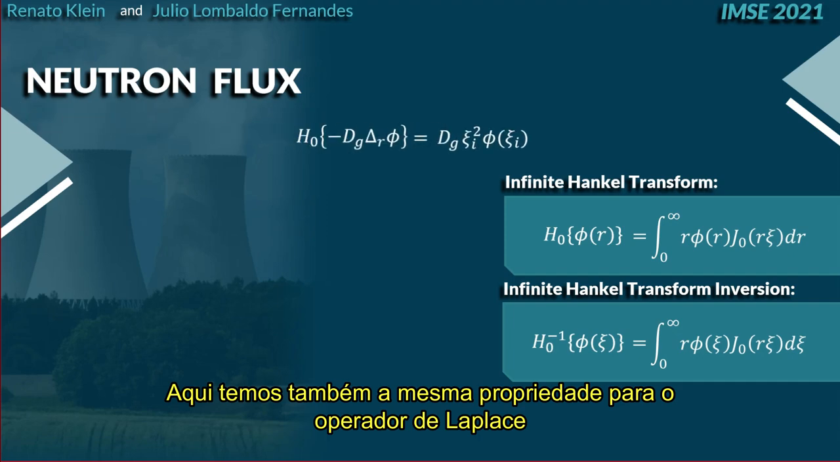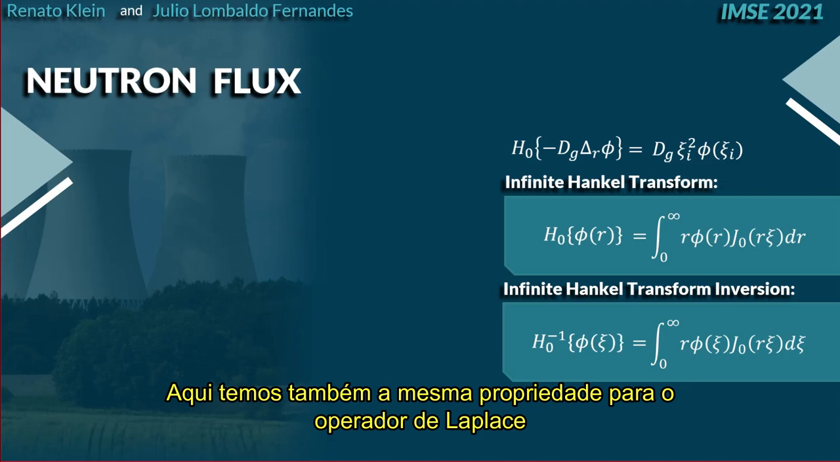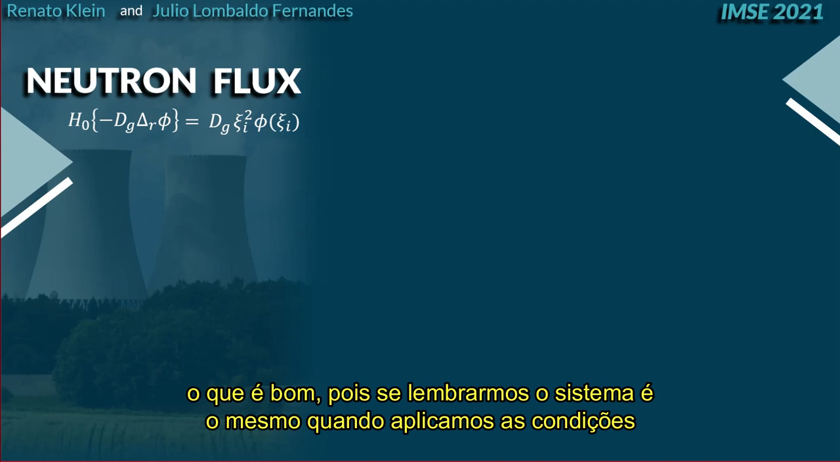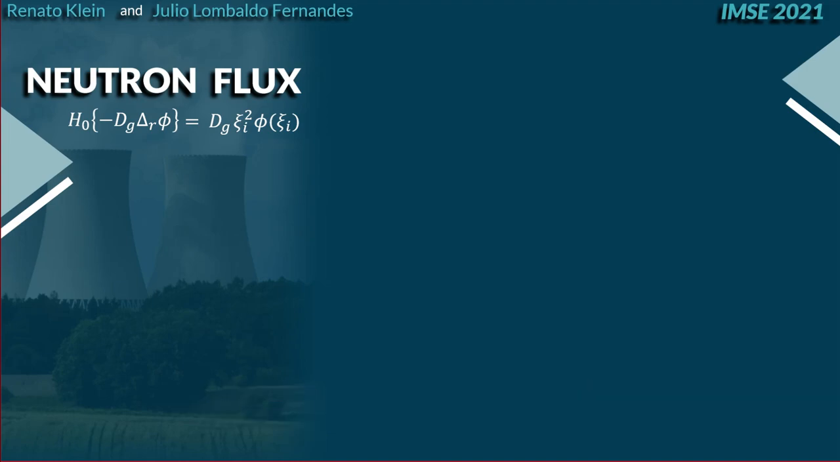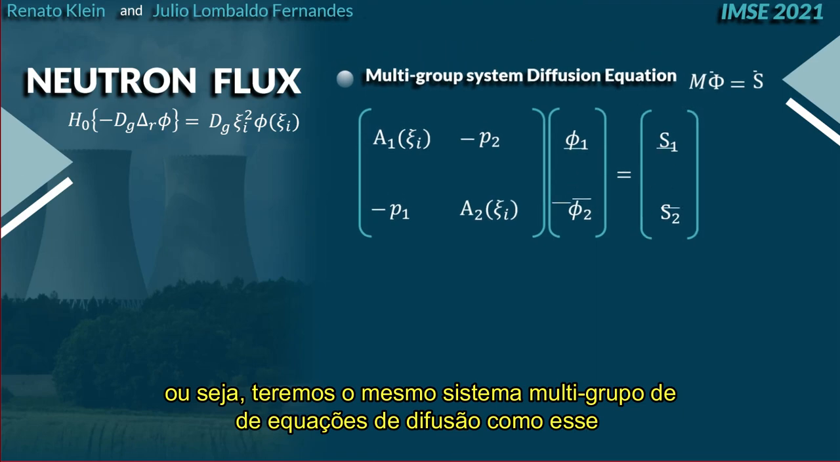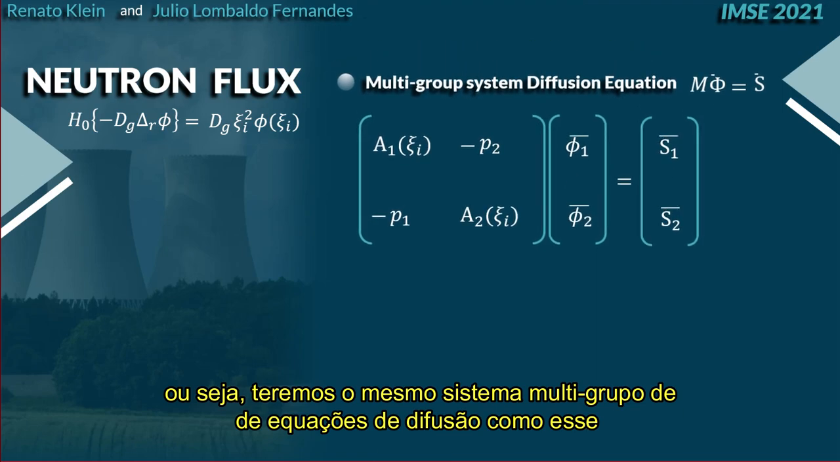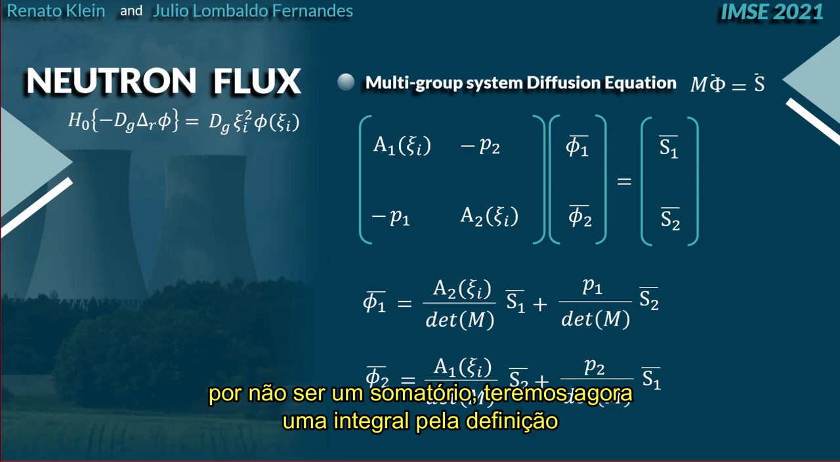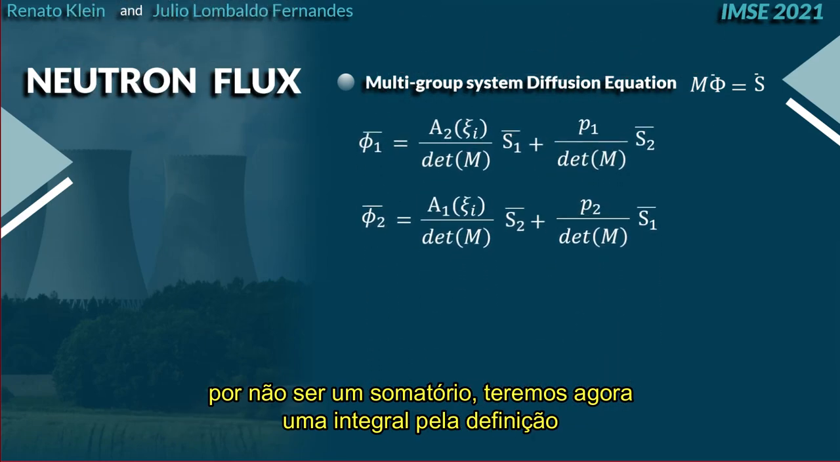And here we have the same property for that Laplace operator. That is good because if we remember, the system is the same when we apply the conditions and apply the Hankel transform. We have the same multi-group system diffusion equation like this one, and we have the same algebraic solution in transformed space. But now, if we need to make the inversion, this is different because it's not a summation. Here we have another integral.